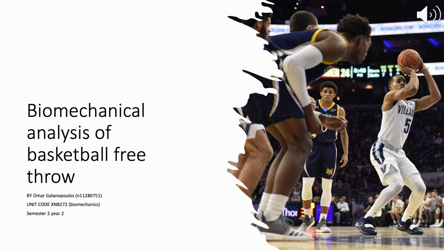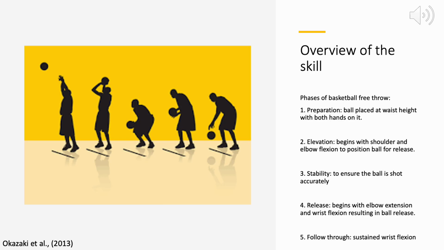Biomechanical analysis of basketball free throw. When performing a basketball free throw, there are 5 phases. The preparation phase, where the ball is placed at waist height with both hands on it.